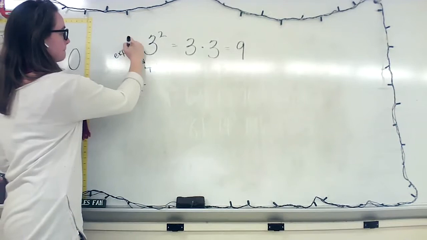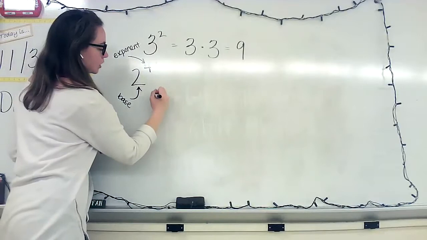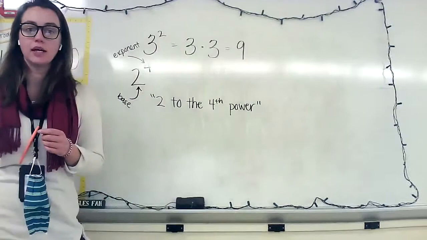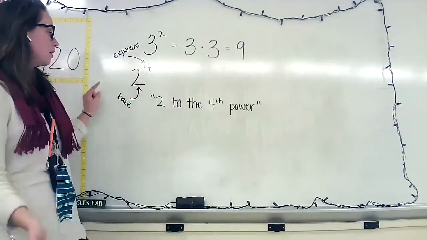Sometimes this is read as 2 to the 4th power. So you might also hear that exponent referred to as a power, or 2 to the power of 4, same thing. All right, but the base is telling us what number I'm multiplying. The exponent tells me how many times.